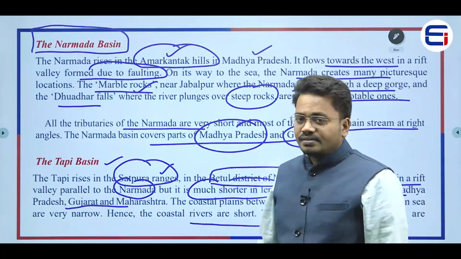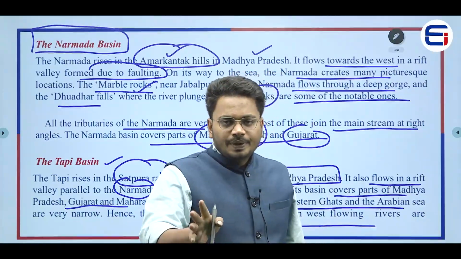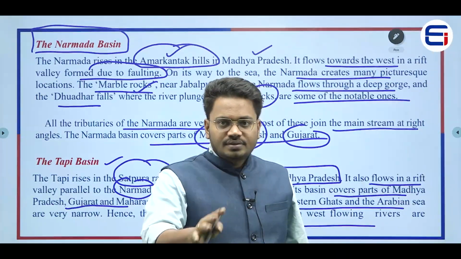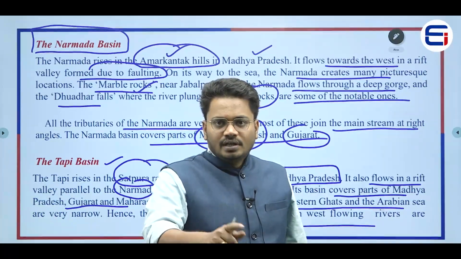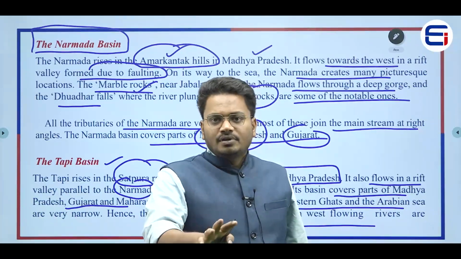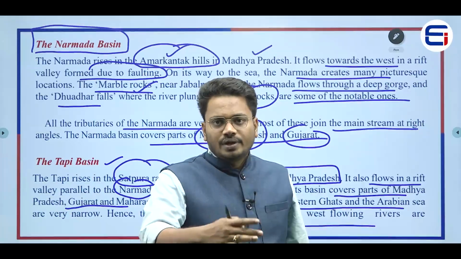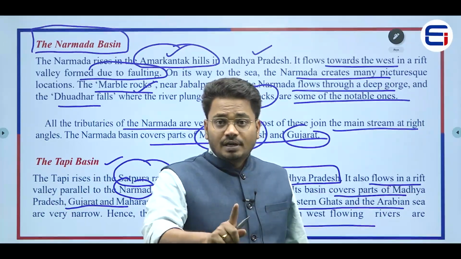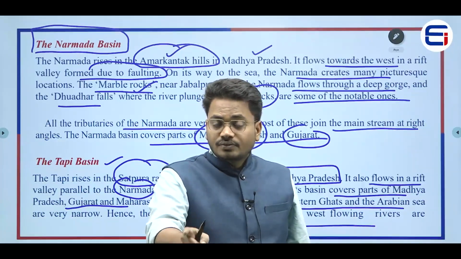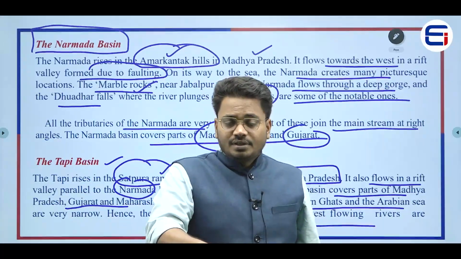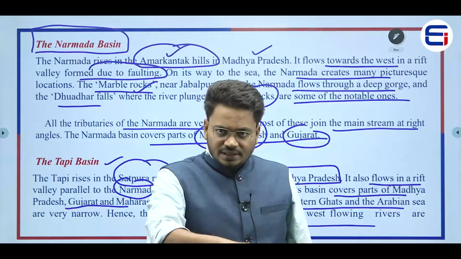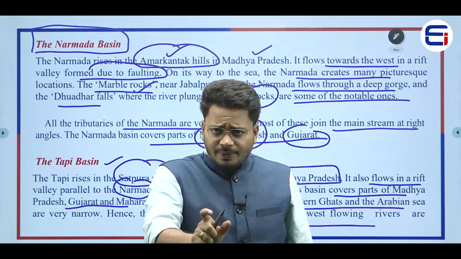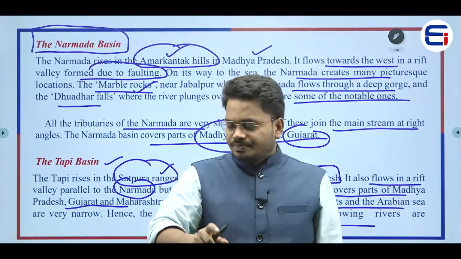What does it mean? It means that, see, when compared to peninsular rivers, Himalayan rivers are very, very longer. Peninsular rivers are very, very shorter. But in that peninsular river as well, if you see the westward flowing rivers, they are even shorter when compared to the eastward flowing rivers which are originated from the Western Ghats. Why? Because the distance between the Western Ghats and the Arabian Sea, that particular distance is very, very small.